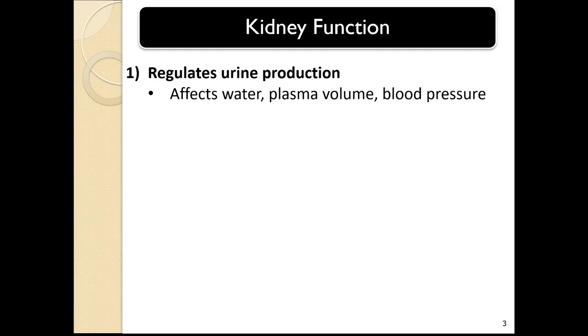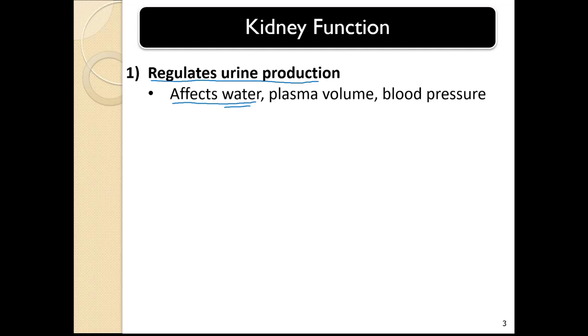Now, one of the things they do is the kidneys regulate urine production. And they do this by changing the water volume of the blood. So this affects the water of the blood. That's what this is talking about. For instance, if the kidneys decide that your blood volume is too high, your kidneys will pull more water off the blood, and therefore you're going to have more urine.